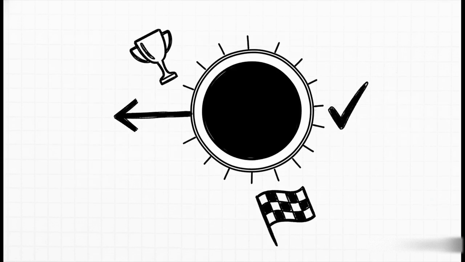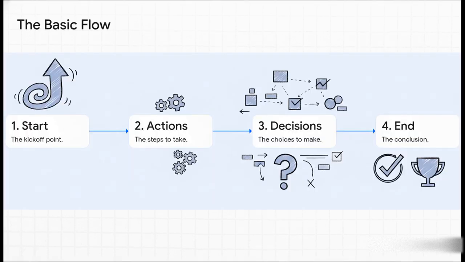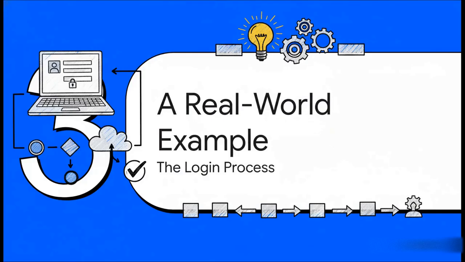And finally, every good story has an ending. The end node, which looks like a bullseye, marks the final official completion of the workflow. That's it. Process over. So, when you put it all together, you get this super simple fundamental structure. You've got a start, you've got a series of actions and maybe some decisions, and you've got an end. If you can get a handle on this basic flow, you can map out almost any process you can think of.